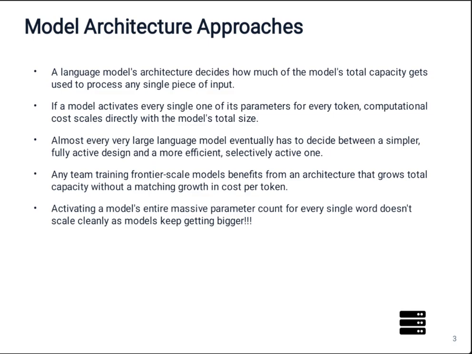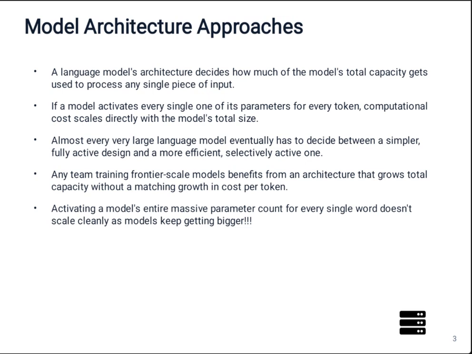Model architecture approaches. A language model's architecture decides how much of the model's total capacity gets used to process any single piece of input. If a model activates every single one of its parameters for every token, computational cost scales directly with the model's total size. Almost every large language model eventually has to decide between a simpler, fully active design and a more efficient, selective, active one.